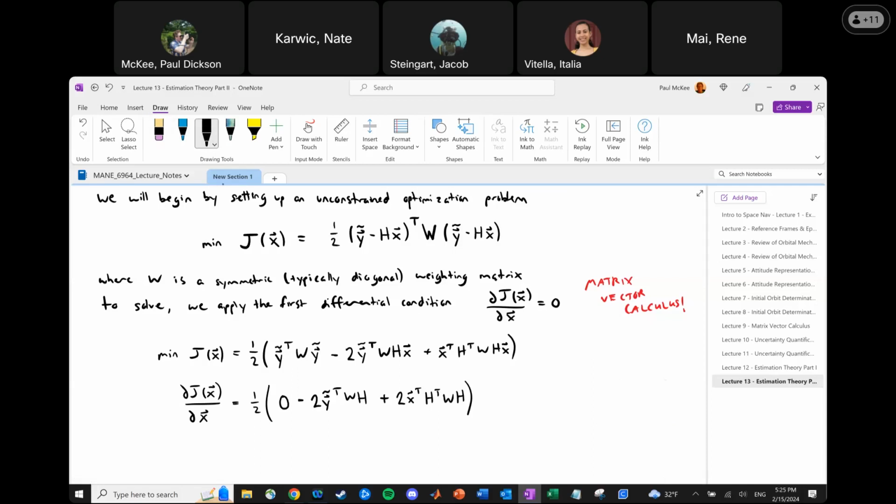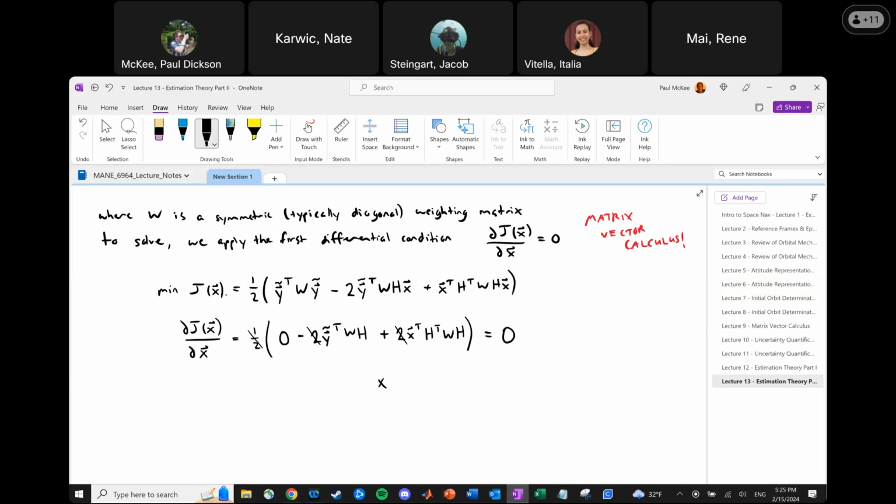From over the other side of the equal sign. So what I'm saying is x transpose H transpose WH is equal to y transpose WH. Okay, let me know if you agree or disagree with that. Hopefully that's reasonable. Just skipping one step.